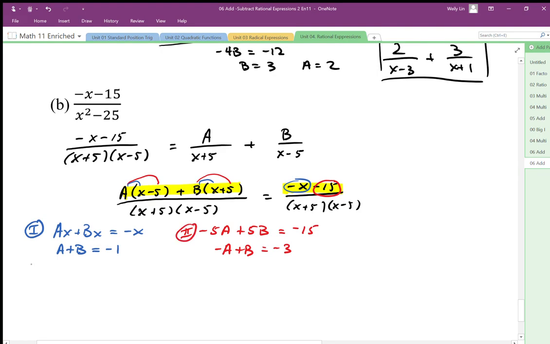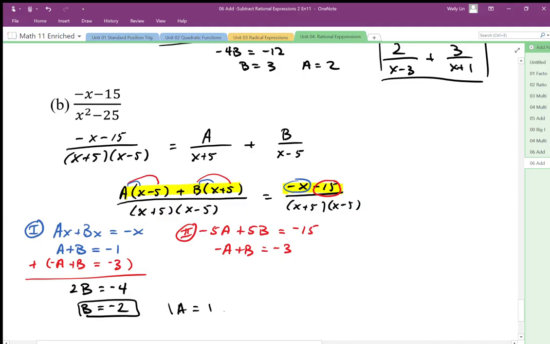What I'll do is add relationship number 2, and that will get rid of one of my variables. The A's cancel out, and I end up with 2B equals negative 4, so B works out to be negative 2. So there's one solution. Then I can plug it back into either equation. If B is equal to negative 2, A must be equal to positive 1. And there we go.